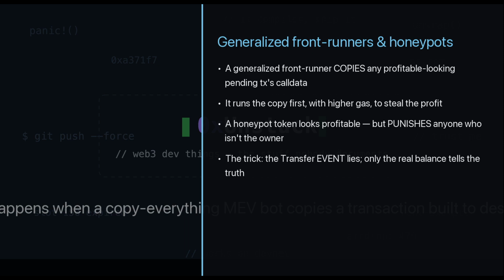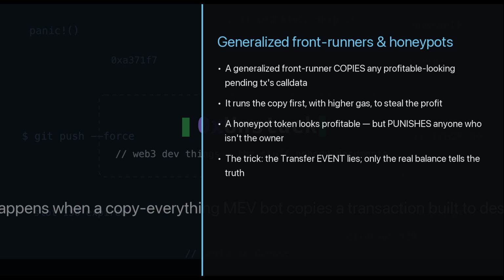A generalized frontrunner is a bot that watches the mempool for any transaction that looks profitable, copies its call data, and runs that copy first with higher gas, stealing the profit without understanding it. It's pure copy-paste greed. Now a honeypot is bait built for exactly that bot.